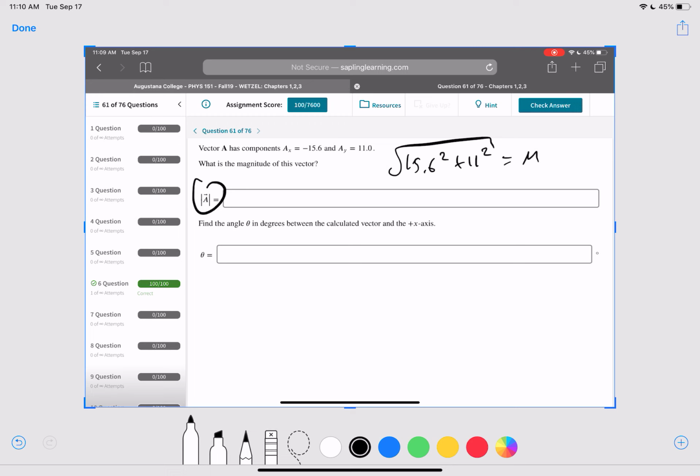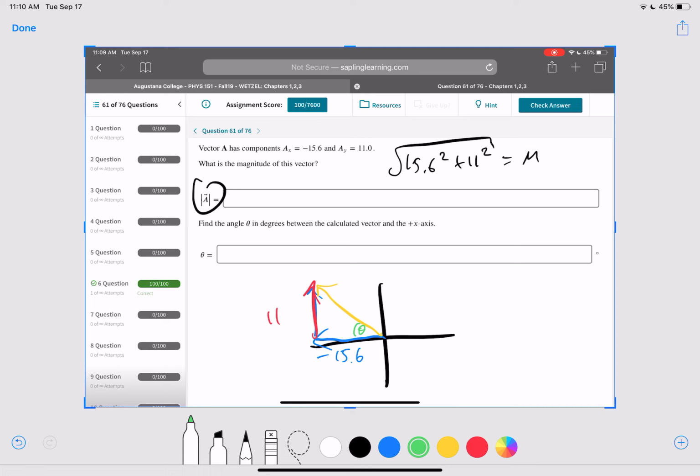Find the angle between the vector and the x-axis. So here's your vector. There's the x component. Oops, we've got a negative x component, so let's draw our coordinate system. We've got a negative x component and a positive y component. So our vector is here. So we've got negative 15.6 here. We've got 11 here. What is this angle there between the vector and the x-axis?